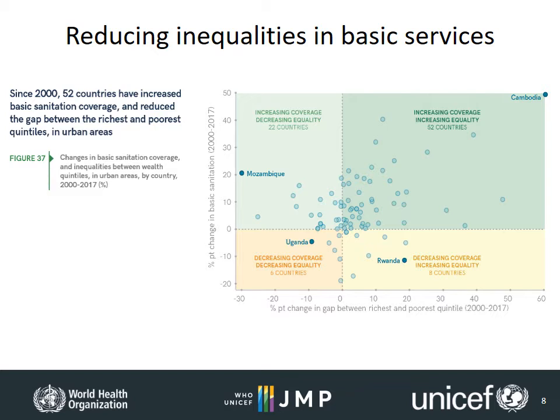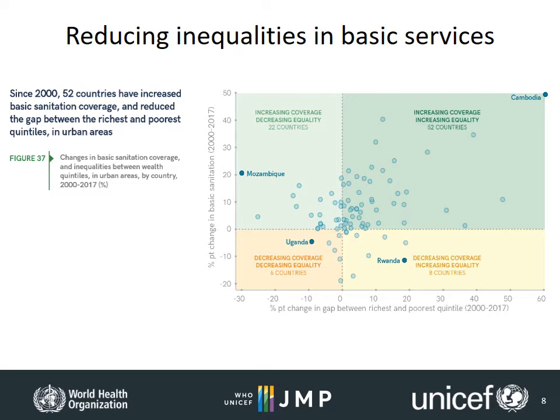Our global inequalities database now includes estimates disaggregated by subnational region and by wealth quintile for around 100 countries, which we use to analyse progress in reducing inequalities. For example, this chart shows changes in basic sanitation coverage in urban areas and changes in the gap in coverage between the richest and the poorest wealth quintiles between 2000 and 2017.